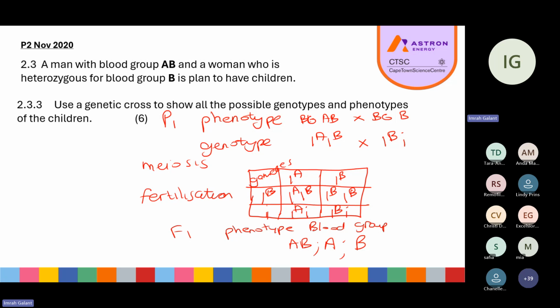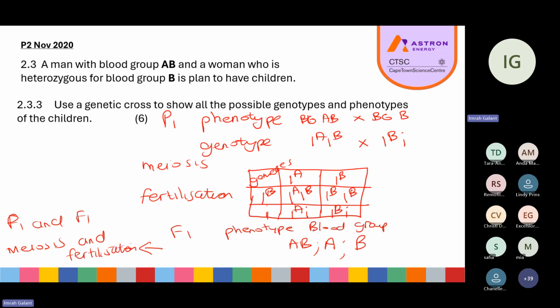Then, okay, I don't have any more space, so I'm going to write it here on the side. Then what you'd also write is, sorry, not F1, P1, and F1, and meiosis and fertilization. So just by writing these two lines, you get 2 marks.